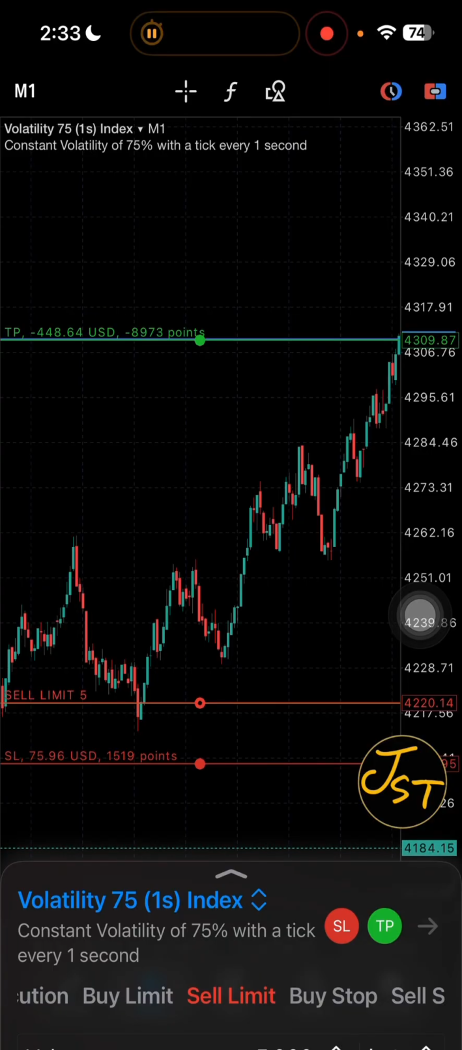So that's just how to calculate your risk reward ratio in synthetic markets using only the MetaTrader 5 app.